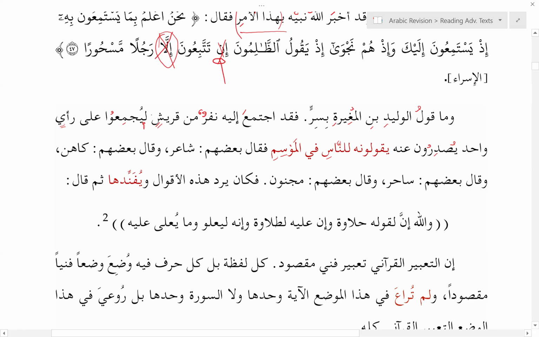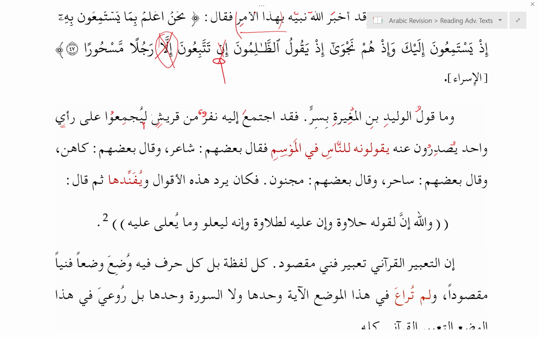ليجمعوا. So let's go back to ليجمعوا. What kind of lam do you think that is? This is the lightest. And then لكي. What does li mean? Should, or hopefully. Now this means so that they gather, or so that they decide upon, or so that they agree upon. A group from Quraysh gathered so that they can agree upon one opinion.